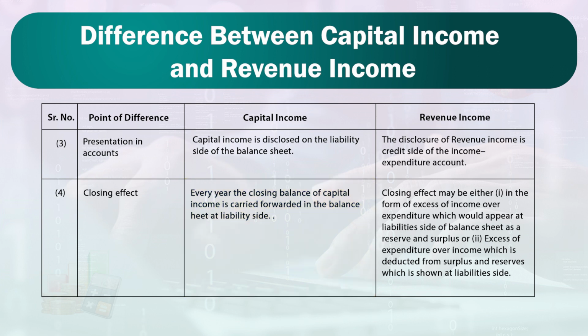In case of revenue income, closing effect may be either 1. In form of excess of income over expenditure, which would appear at the liability side of balance sheet as a reserve and surplus, or 2. Excess of expenditure over income, which is deducted from surplus and reserves, which is shown at the liability side.